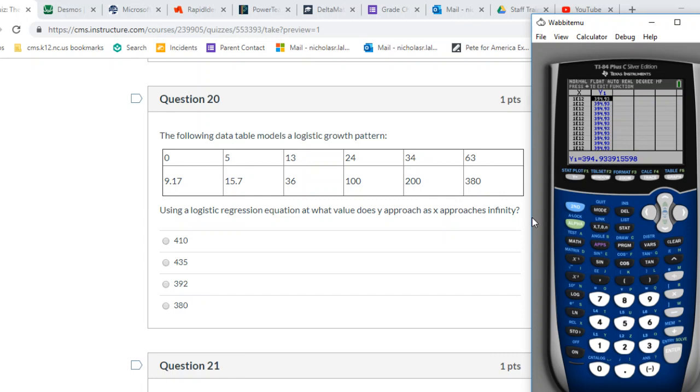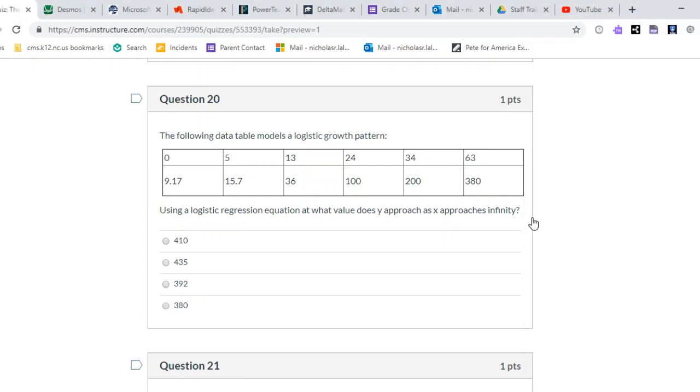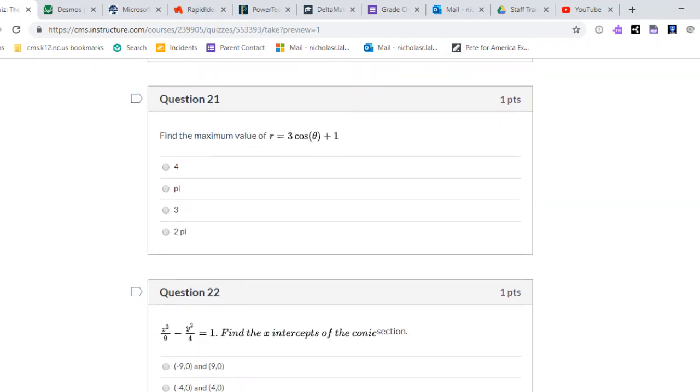Now, this 392 is the best possible answer choice because it's the closest to what we're approaching. So sometimes the best answer choice isn't exactly the right answer. But here, 392 best approximates 395, so that's the answer we're going to choose.